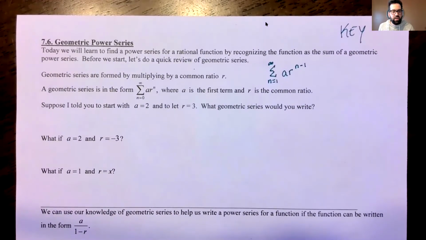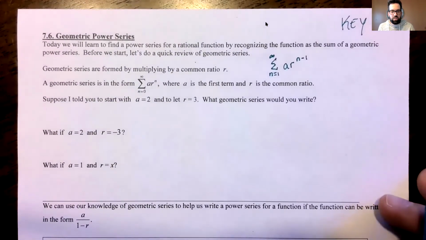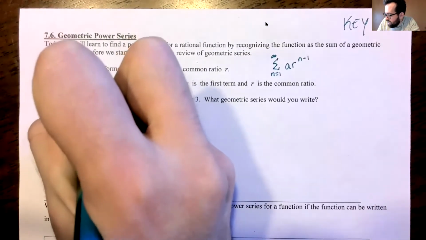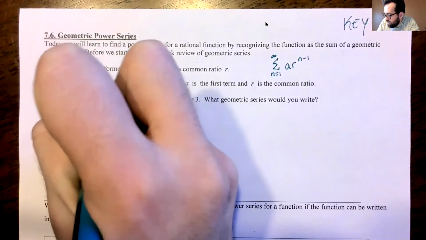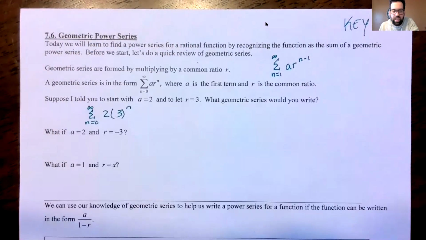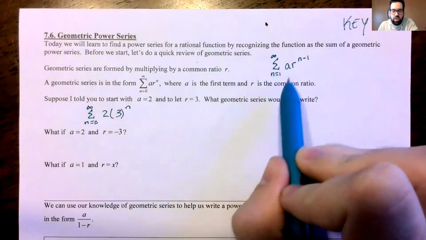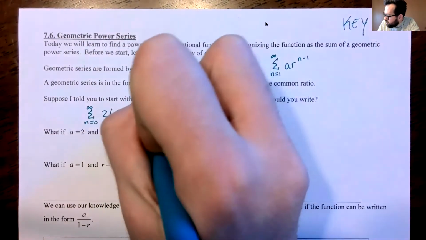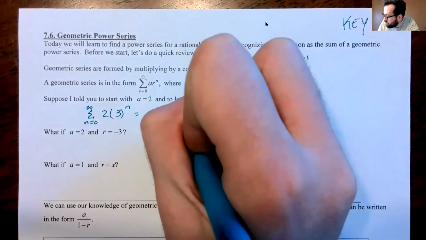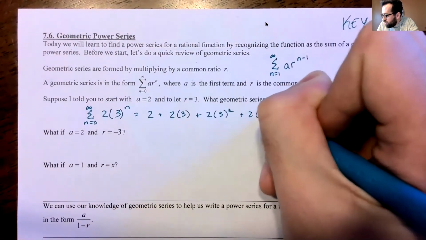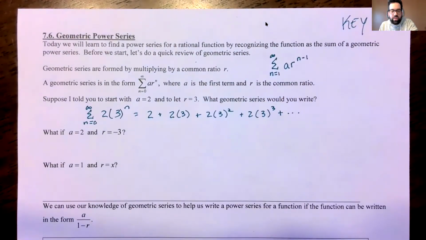It's the same idea. So suppose I told you to start with a equals 2 and to let r equals 3. What geometric series would you write? This is all review so far, but we could write this as the series from 0 to infinity of 2 times 3 to the n. Or if you wanted to start with n equals 1, it would be 2 times 3 to the n minus 1. And that means we're going to have 2 plus 2 times 3 plus 2 times 3 squared plus 2 times 3 cubed, etc. That's what that means.